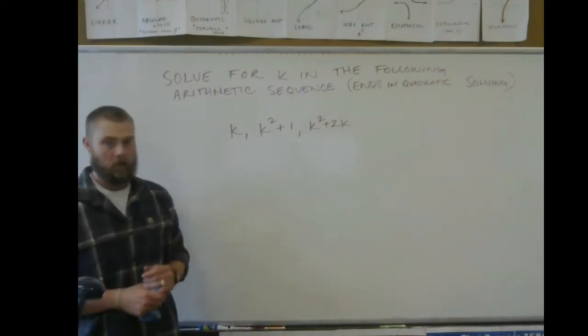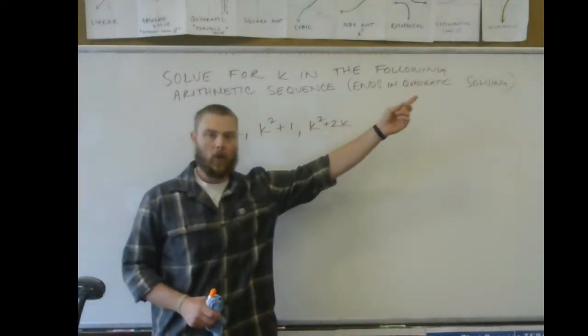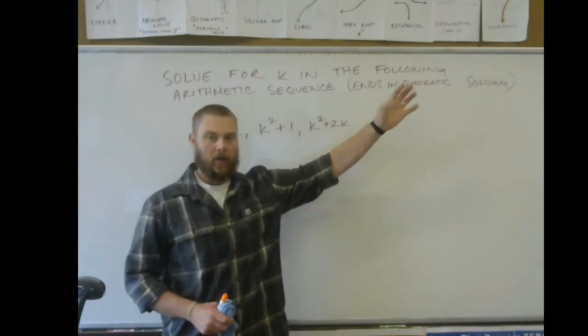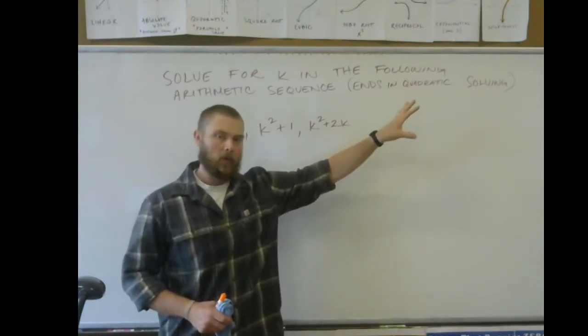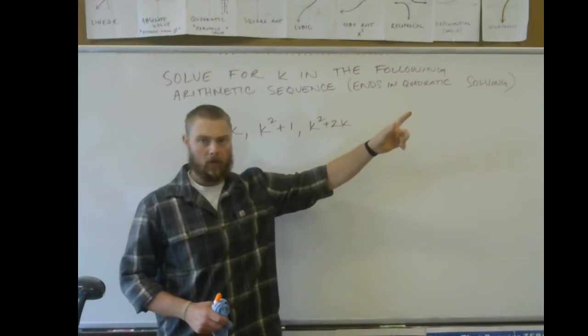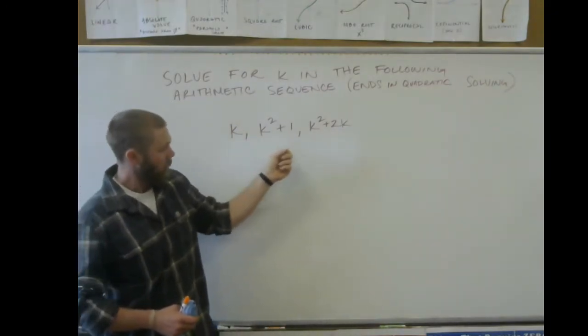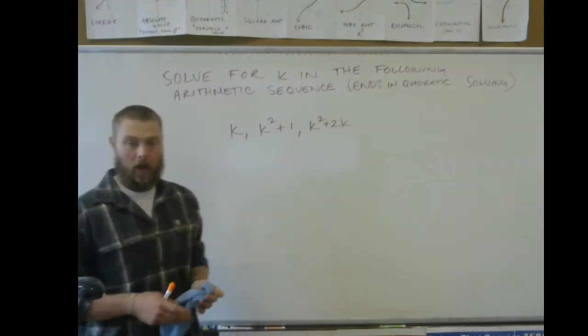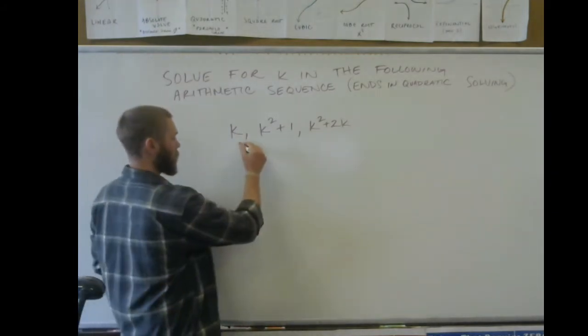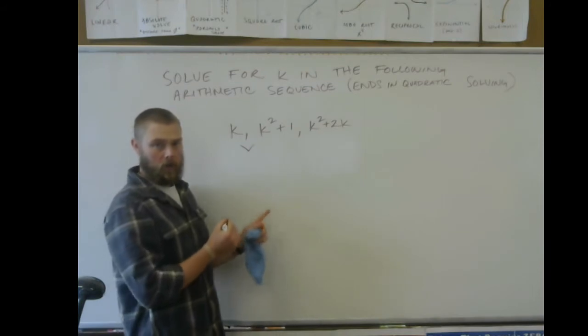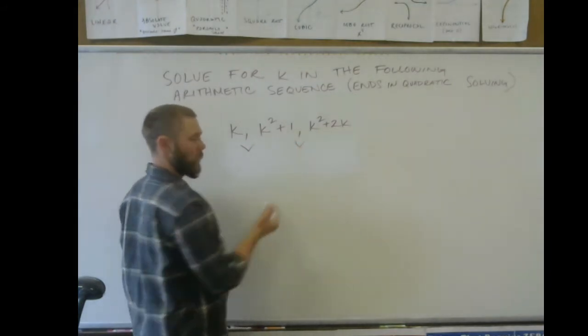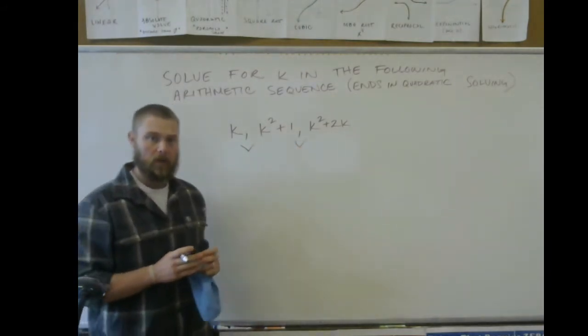All right, same concept as before, but now this one's going to end in a quadratic, meaning that the final steps are going to require the quadratic formula or factoring, completing the square. Looks like this to start. K squared plus 1, k squared plus 2k. Again, find the difference. The difference between these two is going to be the same as the difference between those two in an arithmetic sequence.